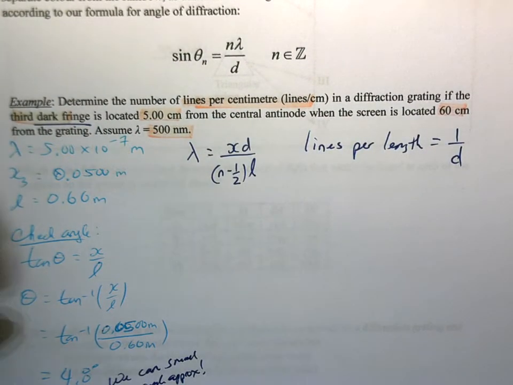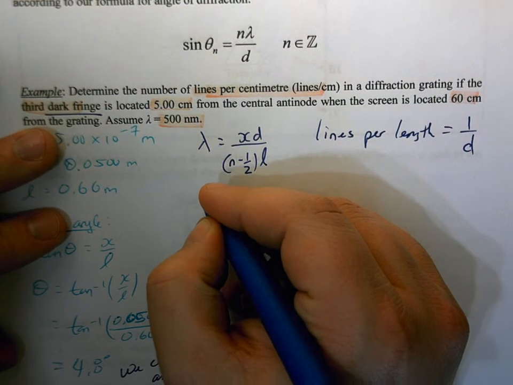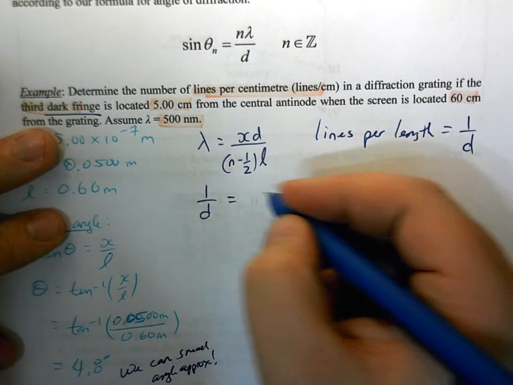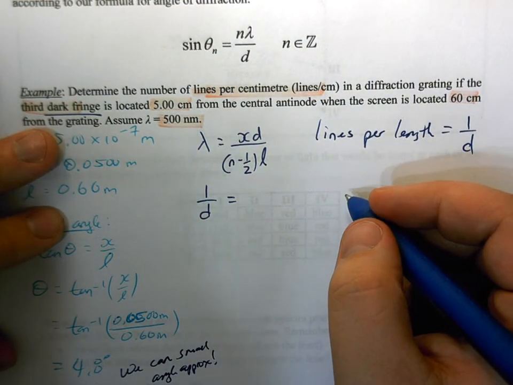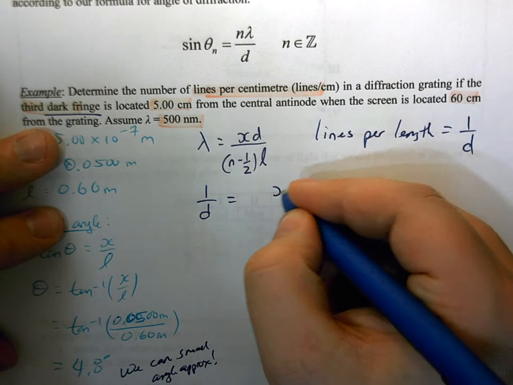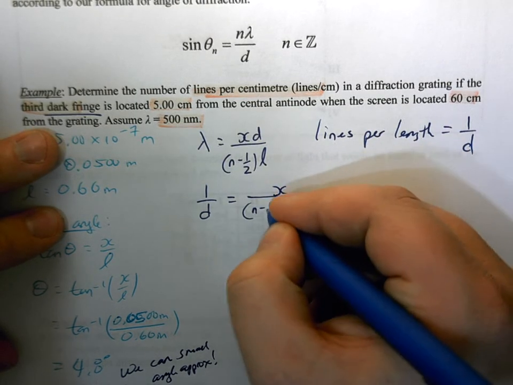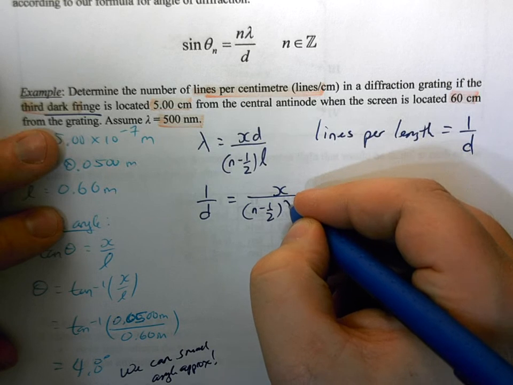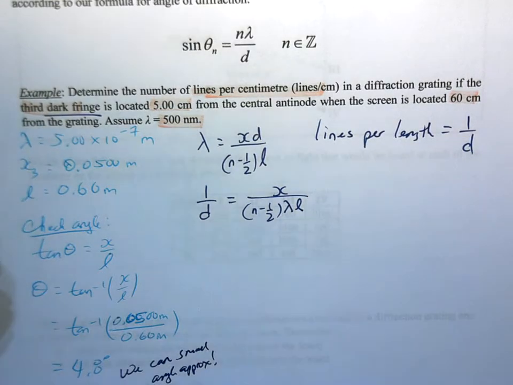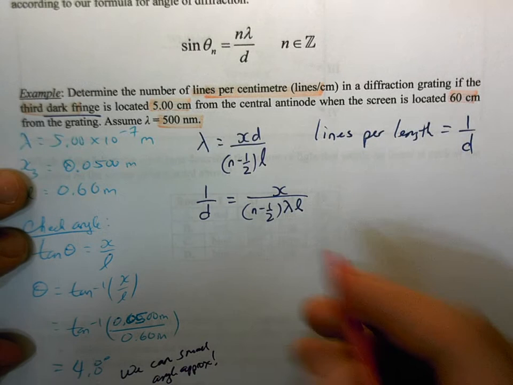So what we're actually asking to find in this question is 1 over d. If we rearrange for this, 1 over d is going to be x over (n minus 1/2) lambda L. If you want to solve this for d first and then invert that at the end, that is also perfectly fine. Do what you are the most comfortable with. We don't want you to do a method that puts you at a state of unease. All right, so 1 over d.